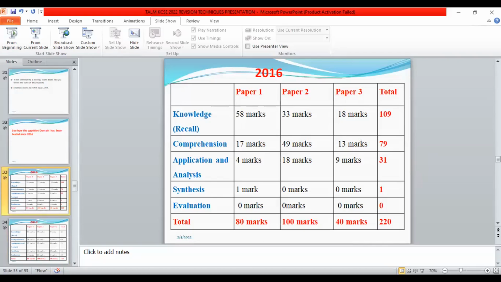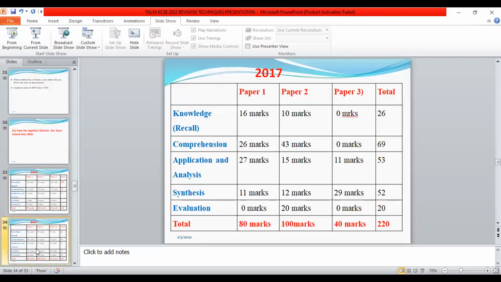It is out of 220 marks because paper 1 is normally out of 80 marks. Paper 2 is 80 plus that other question they have not answered. Remember, there are 2 essay questions. That's why we have 100 there. And then paper 3, we have 40 marks, totaling 220. So when you look at synthesis, there was only 1 question, and that was tested in biology paper 1. When you look at evaluation, it was not tested in the 3 papers. Analysis and application carried only 1 mark. Then knowledge and comprehension carried most of the weight.